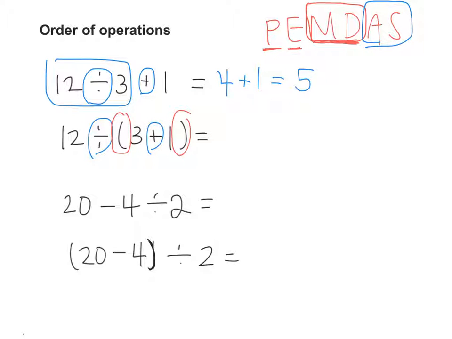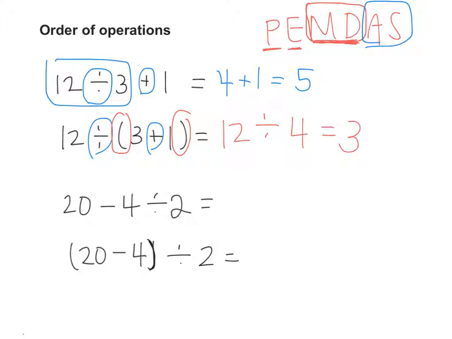So according to PEMDAS, what part do we need to do first? So do we do 12 divided by 3 first or 3 plus 1 first? 3 plus 1. So this is the same as 12 divided by 4, because 3 plus 1 is 4. Do you see that? So what's 12 divided by 4?